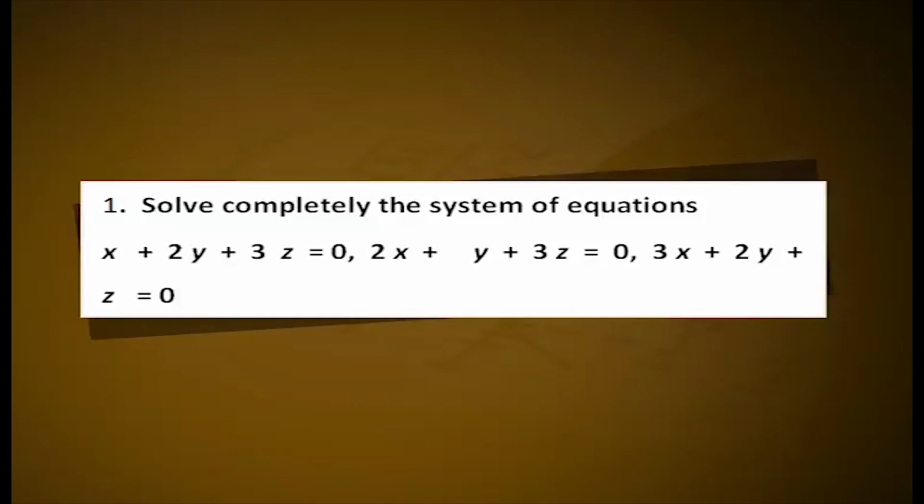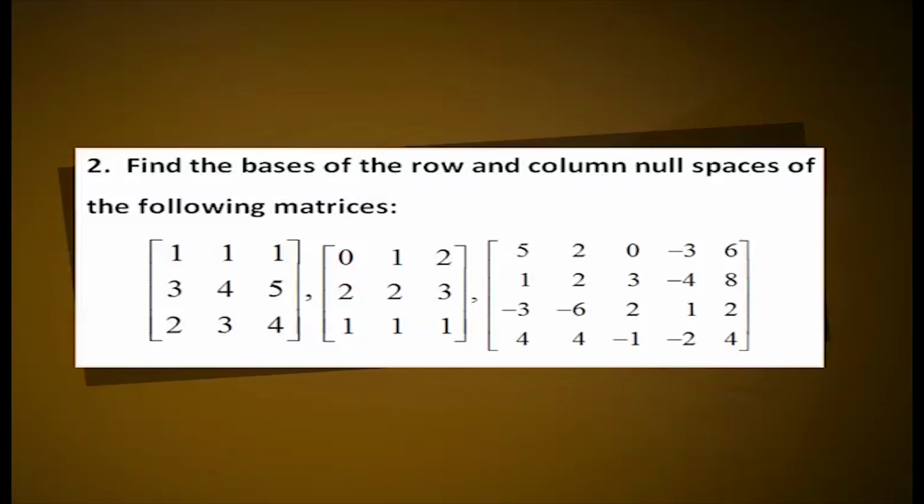1. Solve completely the system of equations x plus 2y plus 3z equal to 0, 2x plus y plus 3z equal to 0, 3x plus 2y plus z equal to 0. 2. Find the basis of row and column null spaces of the following matrices. Matrix 1 1 1, 3 4 5, 2 3 4. Matrix 0 1 2, 2 2 3, 1 1 1.